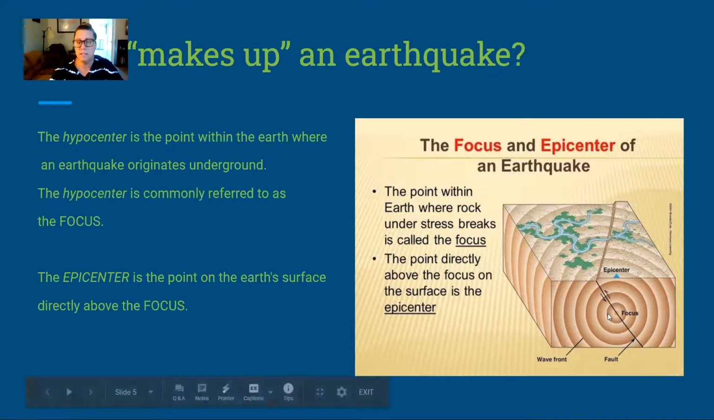How deep it is will determine how much damage is caused. Usually scientists will figure out where the epicenter of the earthquake is, and then directly below that is the focus.